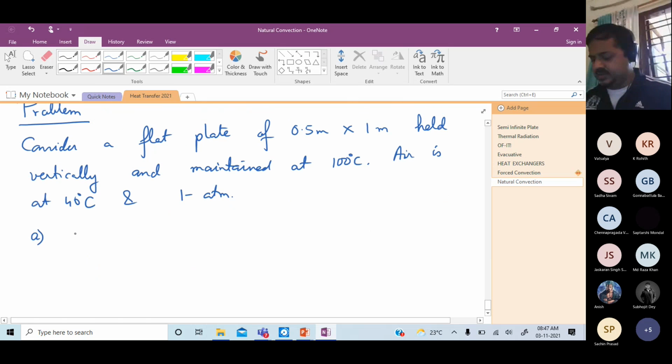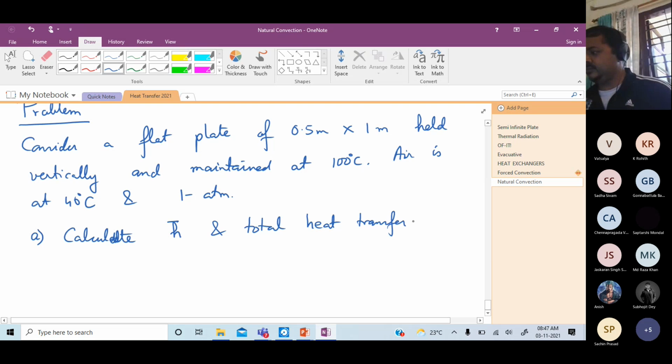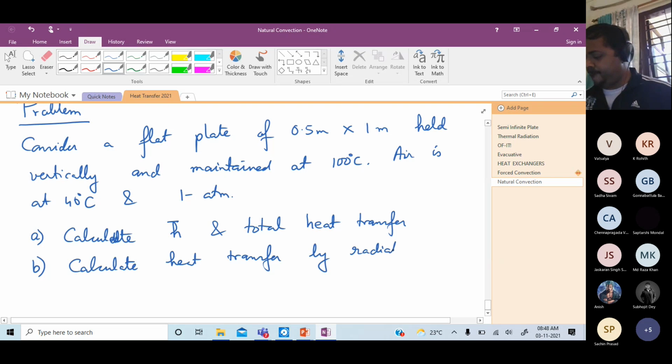So the first thing is, calculate h bar and total heat transfer. And B, calculate heat transfer by radiation exchange.